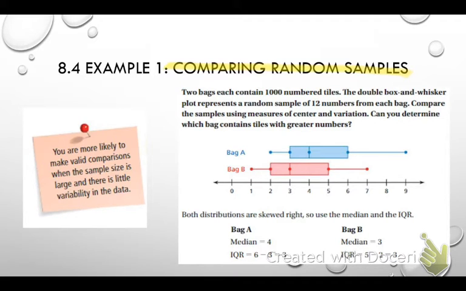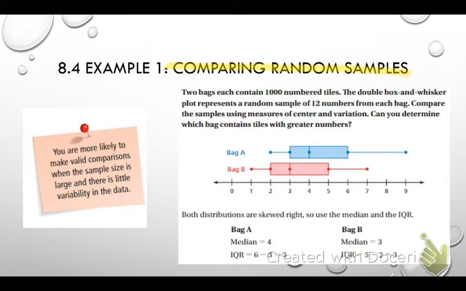Do you guys remember when we talked about biased versus unbiased? We said if a sample is large and random, and represents the whole population, then it's unbiased. So we need to keep that in mind when we read this. It says two bags each contain 1,000 numbered tiles. The double box and whisker plot right here represents a random sample of 12 numbers from each bag.